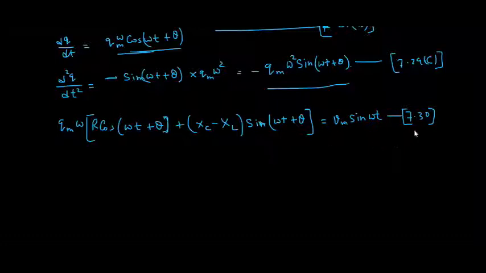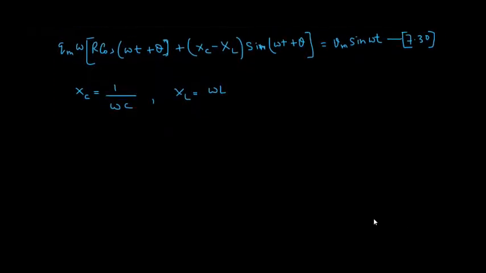This is equation 7.30 in your book, where we use the relation Xc is equal to 1 upon omega C and XL is equal to omega L. Multiplying and dividing equation 7.30 by Z.